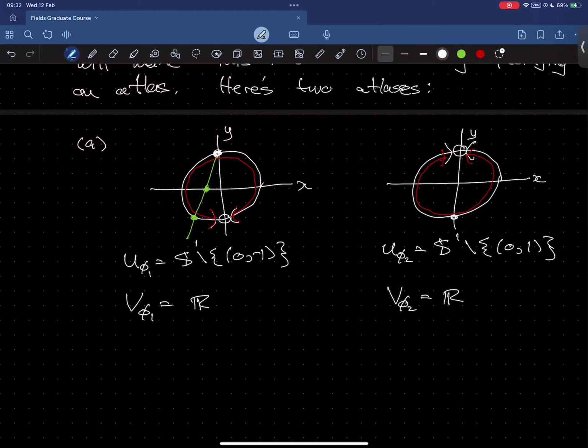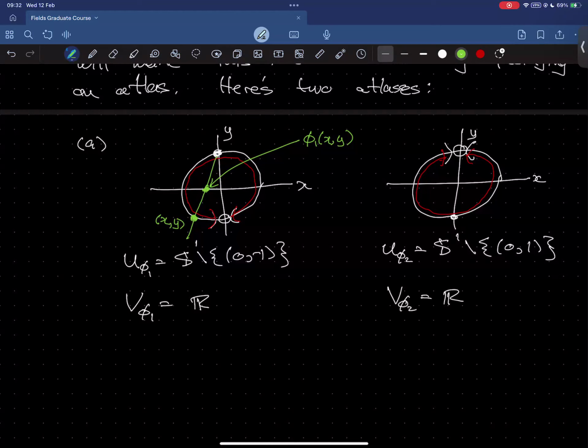Okay, so this point on the x-axis here will be phi1 of this point on the circle. Let me attach some notation to this. I have a point x, y on the circle, and this point on the x-axis, which is a copy of R, is going to be phi1 of x, y. There's a formula you can derive explicitly for this point by doing triangle stuff.